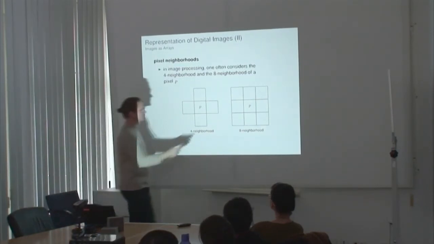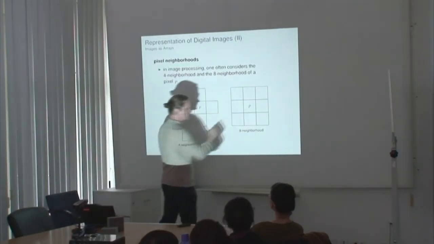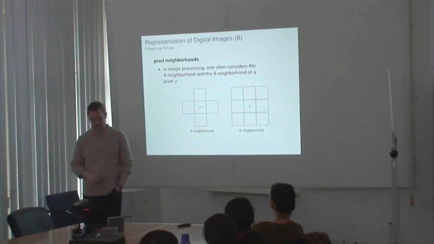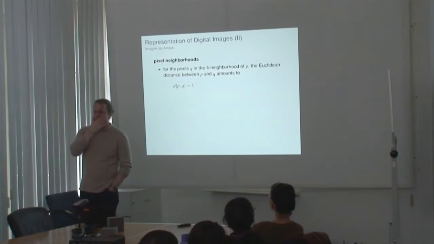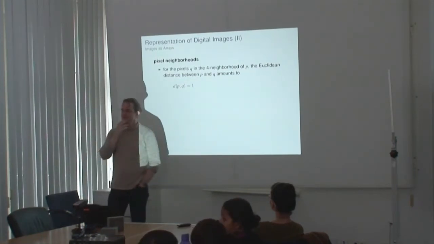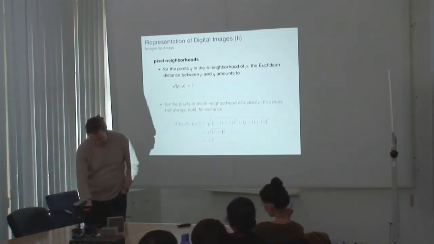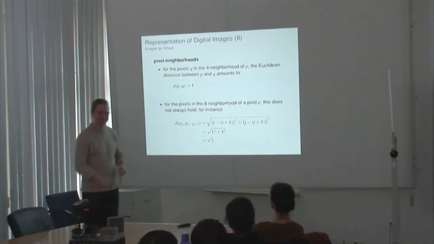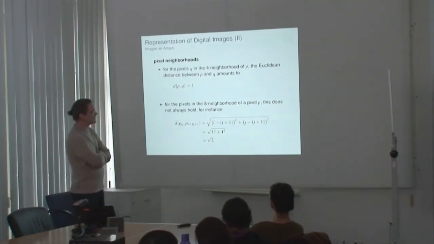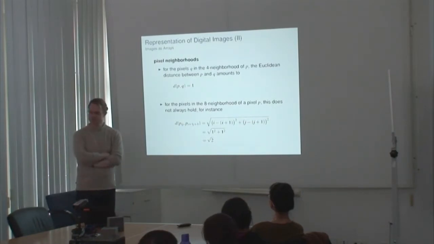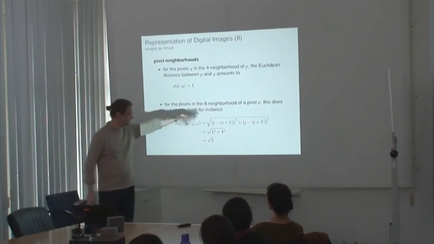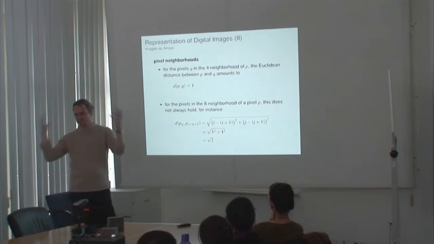What about these additional 4 pixels in the 8 neighborhood? Yeah? Square root of 2. Square root of 2. Let's see. Yes! This is always such a relief. Yes, indeed. They have a different distance. And I don't have to discuss this because, you know, it's square root of 2.